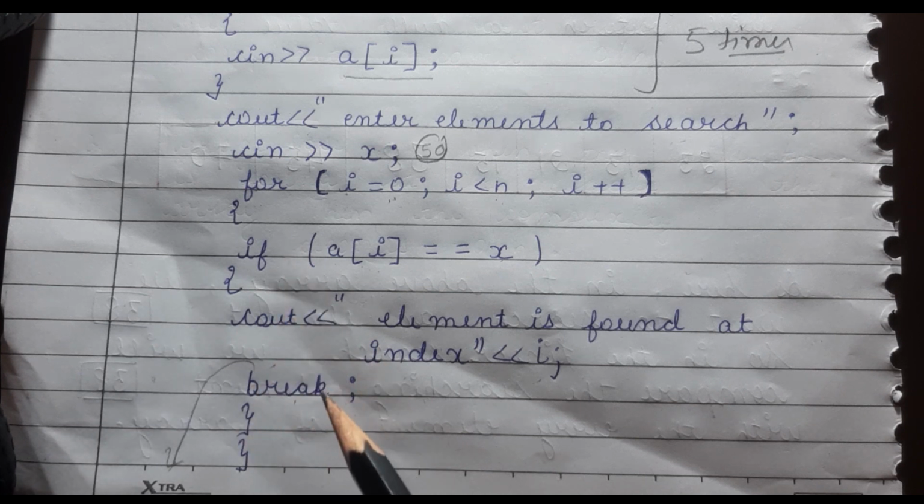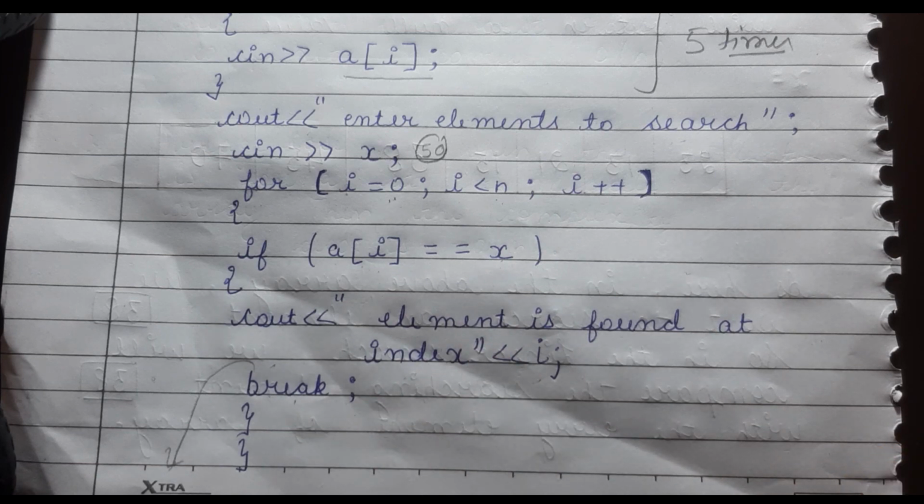Okay, the thing is, break is compatible with the switch structure, and break is also compatible with the looping structures. When break is encountered, control jumps out of the for loop and the next iteration is not executed. So here I implement break because there is no need to move to the next iteration if the element is found.